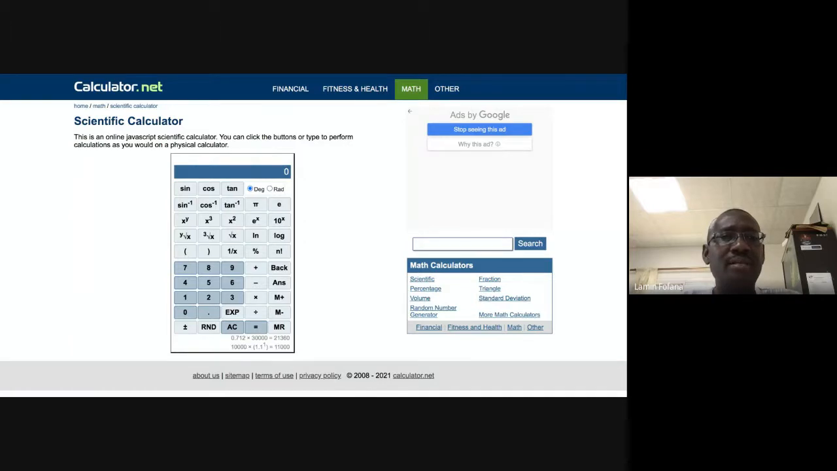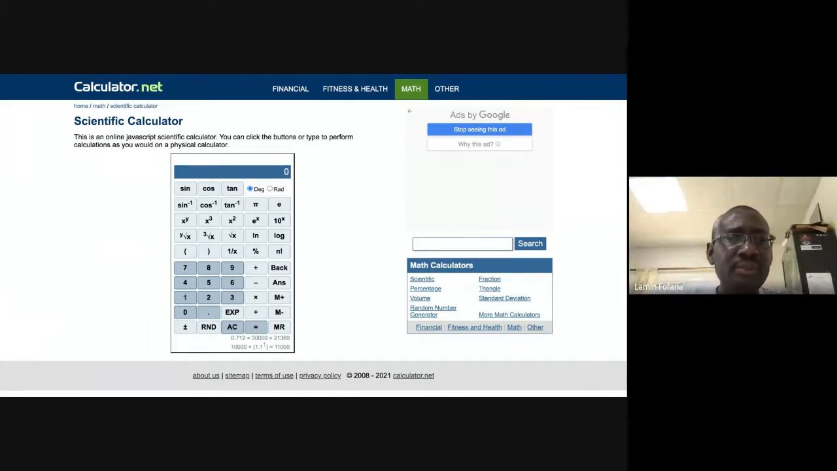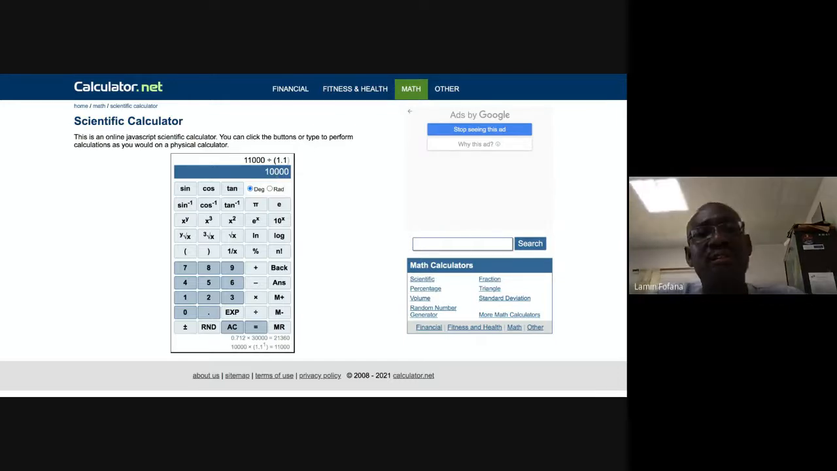So the same thing. We say 11,000 is what we expect in 1 year. So we will say 11,000 divided by, bracket opens, 1.1 for 1 year, which is 1.1 raised to power 1, the same as 1.1. So that gives us 10,000. So if we need 11,000 in 1 year's time, we have to invest 10,000 now.